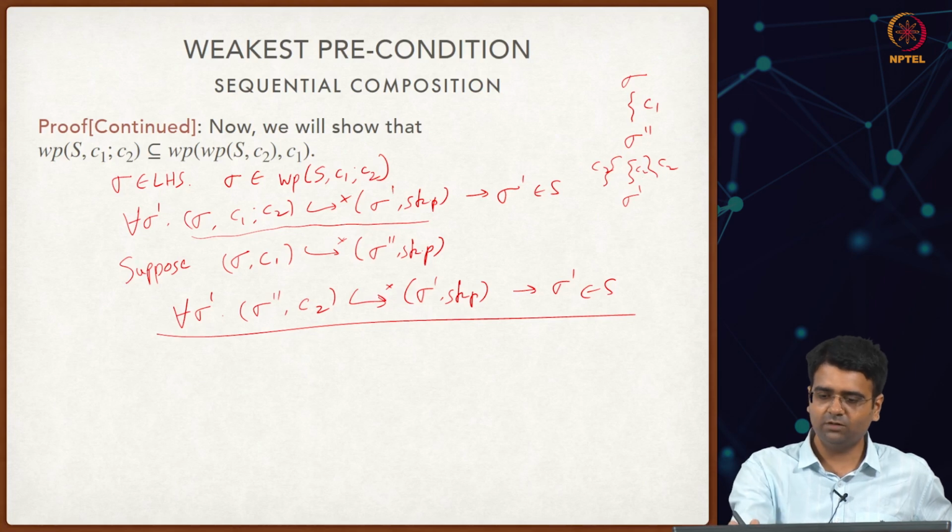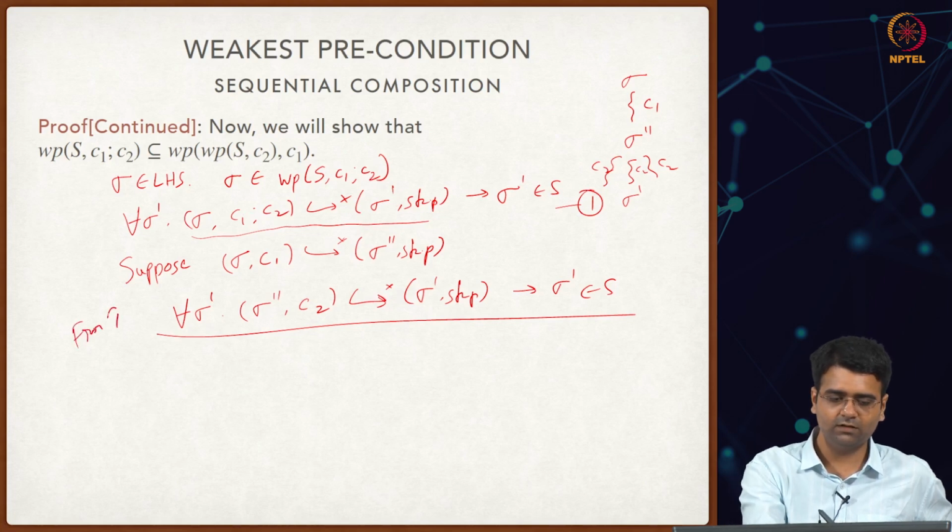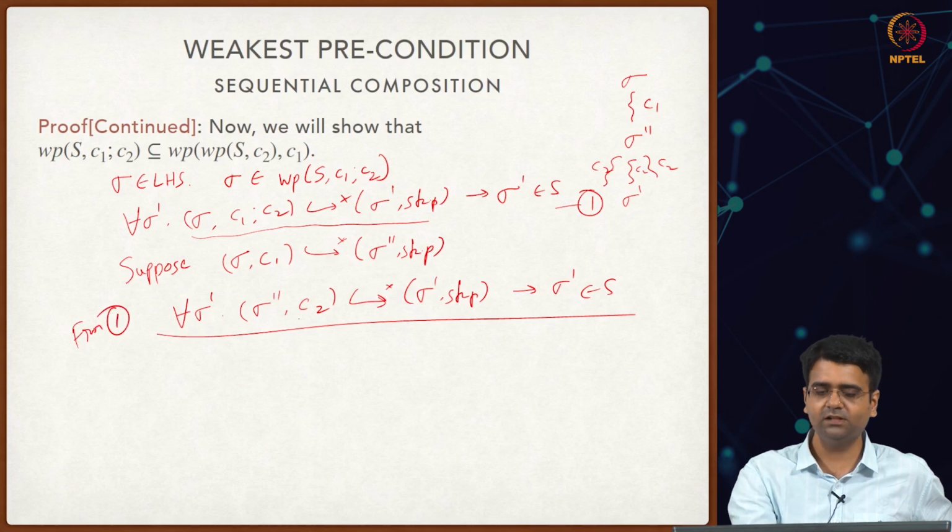And I know from this, let's call this equation 1, that on any execution of C1 semicolon C2 on sigma, if I reach the state sigma prime, that sigma prime must be in S. So therefore from 1, we can show that for all sigma prime, if sigma double prime, C2 goes to sigma prime, skip, then this sigma prime must be in S.